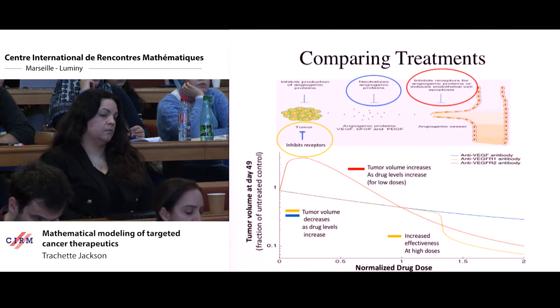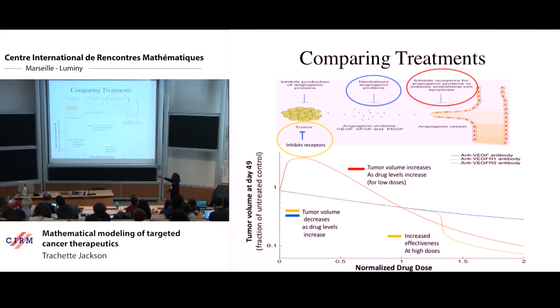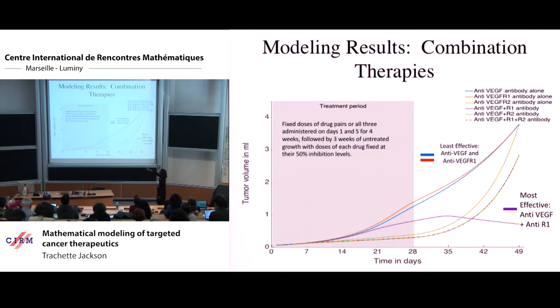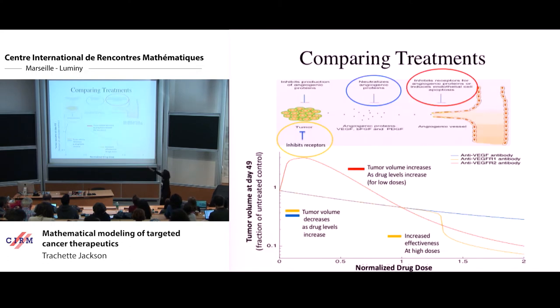That gives an estimate of the tumor size. It's the fraction of the untreated control. And then we're going to give more and more drug just to see what we would expect to happen. So this is a normalized drug dose. It's normalized by the IC50. And what we see, if we just look at the blue curve, which corresponds to the ligand trap treatment, more drug means smaller tumor at the end. Makes sense, sort of monotonic decrease.